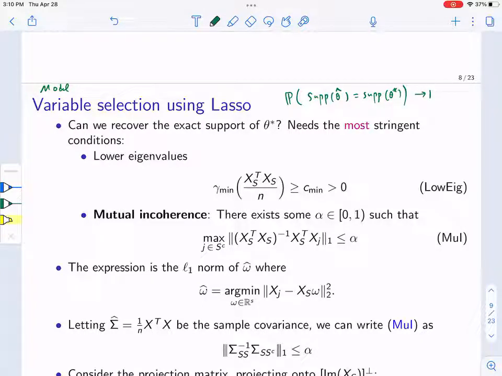So this is saying that the SS block of the sample covariance matrix, if you recall our definition, sigma hat SS, where sigma hat is 1/n X transpose X. If the x's are zero mean, this is an estimate of the covariance matrix. We're saying that lambda min over a block of size s is controlled, which, if s is small, is reasonable. This is similar to the RE condition. It's even milder.